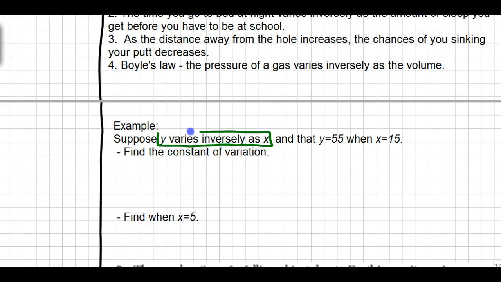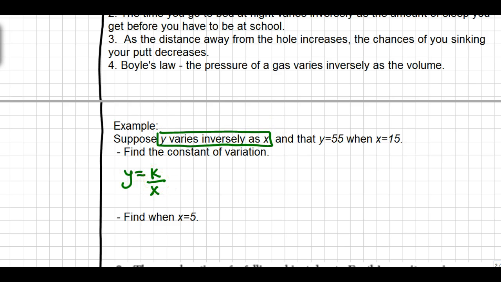First, take the words that are appearing and turn them into symbols. If y varies inversely as x, y is mentioned first, so that's the dependent variable. Even though k is not mentioned, k is your constant and needs to be incorporated into your equation. Since it's inversely related, the x is going to be underneath the k. There is no square mentioned, so we don't need to worry about raising the x to any type of power.